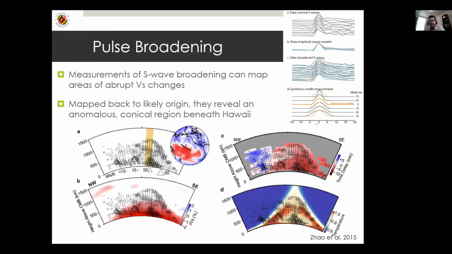And so when they mapped these pulse broadenings back into the Earth to potential locations where they originated, they could essentially trace out a conical region beneath Hawaii, where the largest broadening was seen at the edges of this conical region, although there's also some broadening in the center. And so this is maybe reminiscent of the scenarios in which the material that makes up these slow regions is inherently dense.